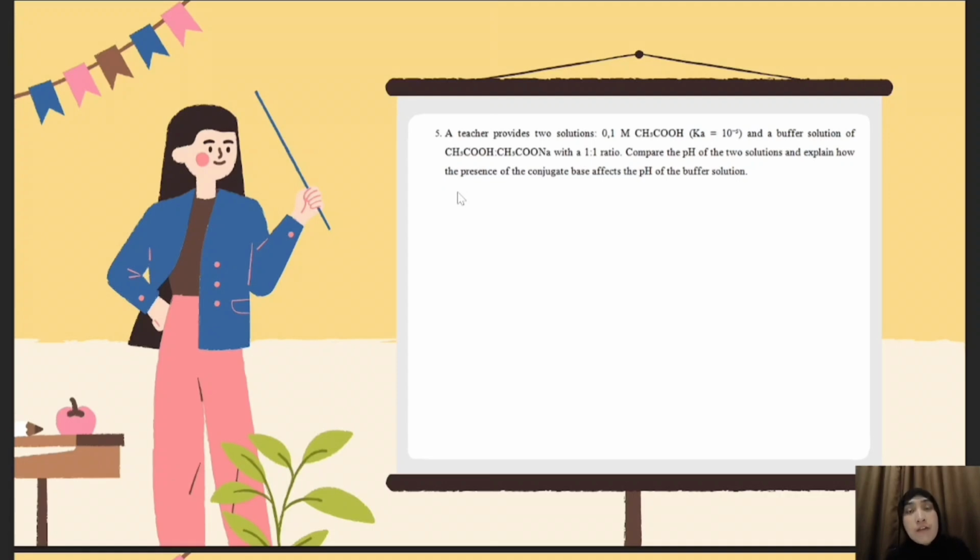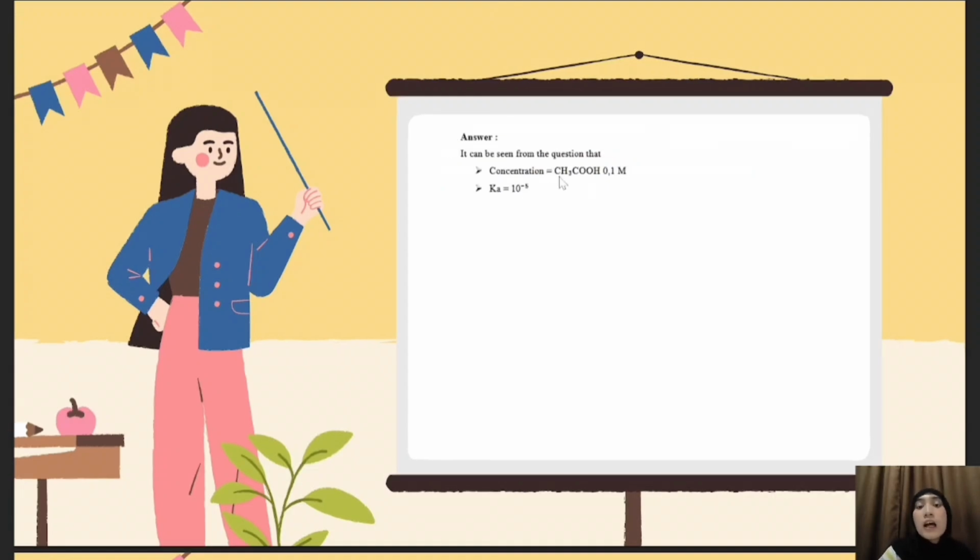Next question is number 5, and this is the last question for me. From the question, we are asked to compare the pH of two solutions and explain how the presence of the conjugate base affects the pH of the buffer solution. It can be seen from the question that the concentration of CH3COOH is 0.1 M and Ka is 10 to the power of minus 5.